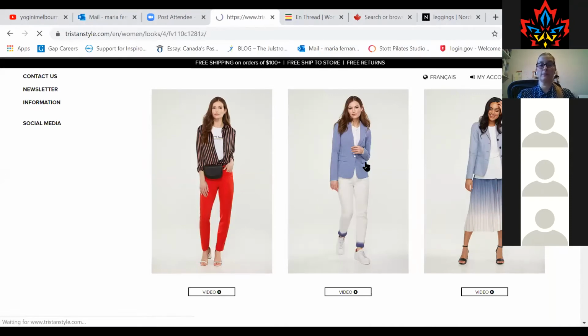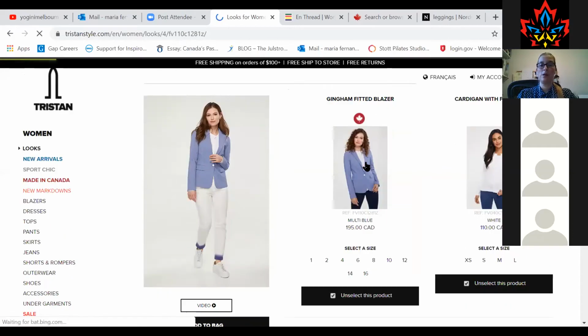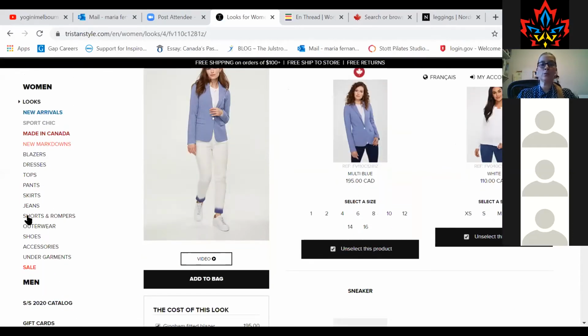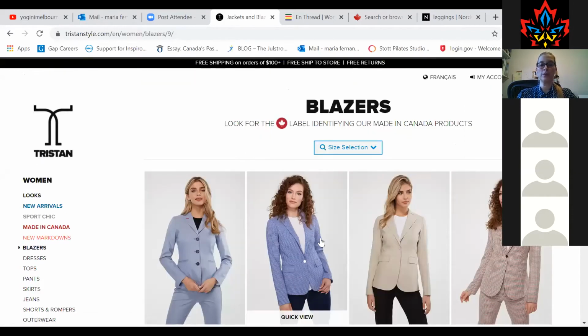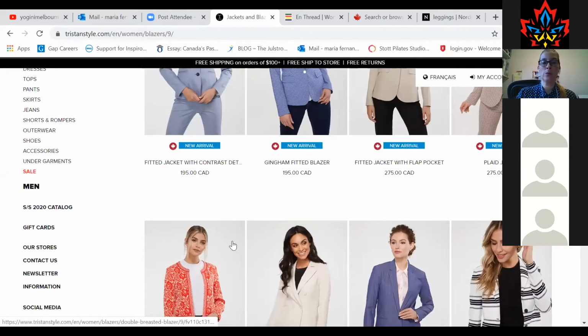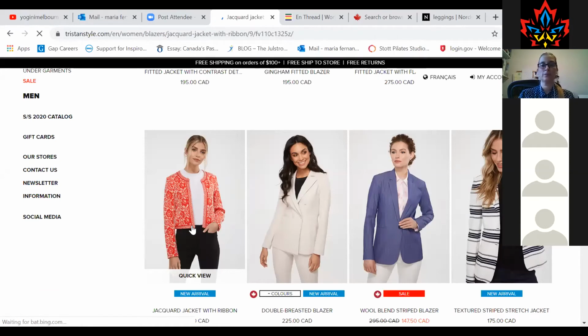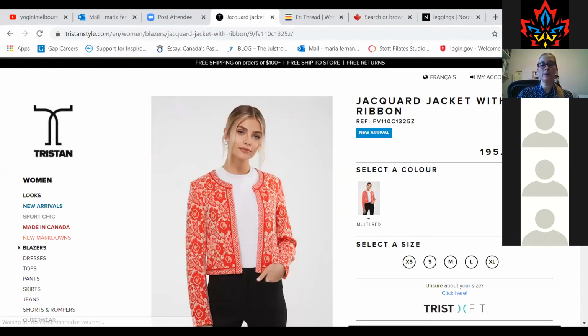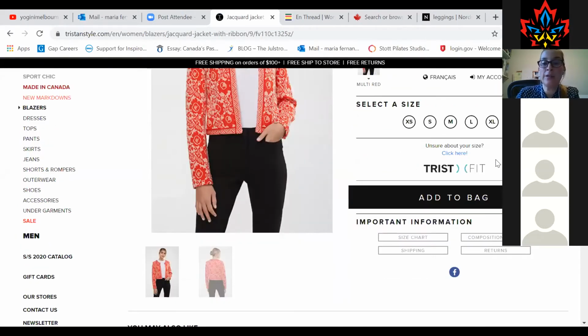Okay, let's see. Or let me go to jackets, blazers. Oh, this one. You select one that looks pretty much like your garments. So this one. Okay, I can do this one. How much is it? Oh, it's a good price. It's a good retail price. It's not that high, it's not that low. It's around $200.